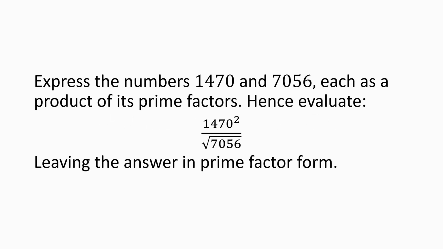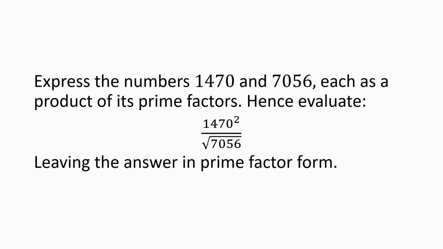Express the numbers 1470 and 7056 each as a product of its prime factors, hence evaluate the square root of 1470 squared over 7056, leaving the answer in prime factor form.